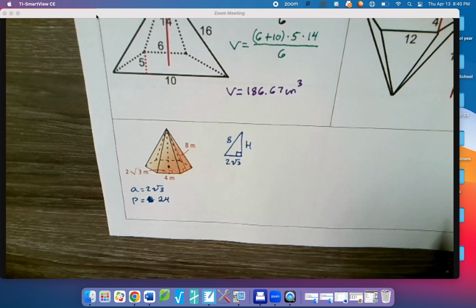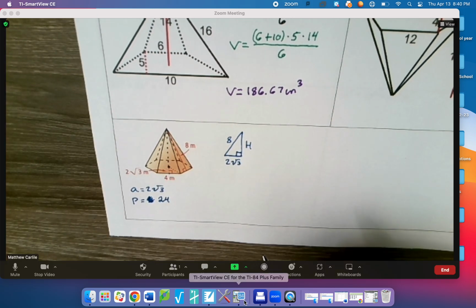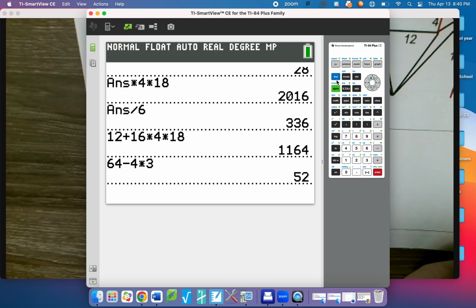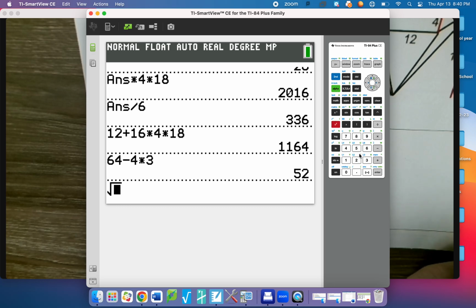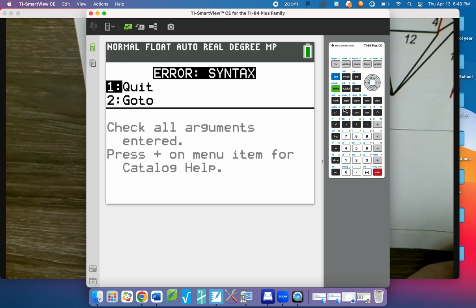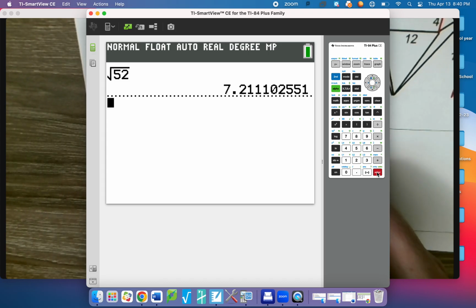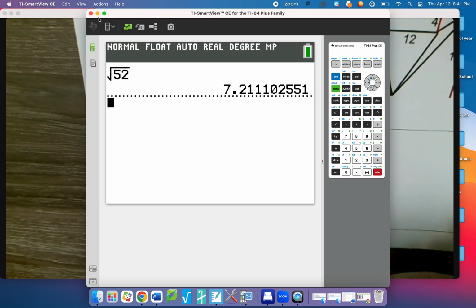So using our Pythagorean theorem, we get 64 on our hypotenuse minus the 2 root 3 squared. Well, the 2 root 3 squared is really 4 times 3. So we get the square root of 52. Oh, whoops, I didn't type in the 52. And that is going to be our height, 7.21 when rounded to 2 decimal places.